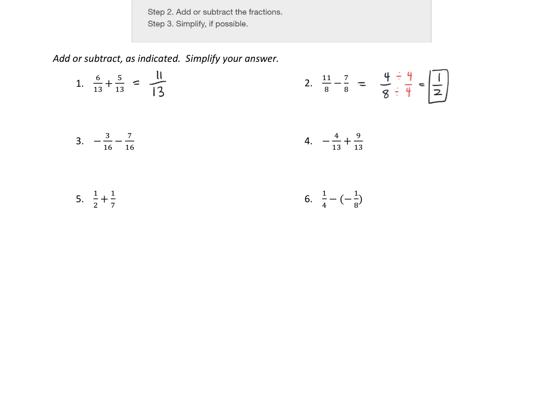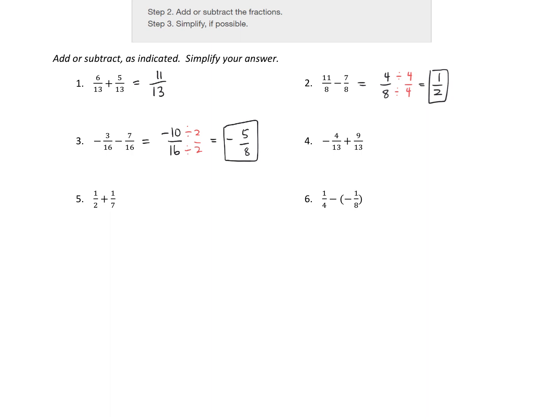Number 3, the denominators are both 16. So since the denominators are the same, we can subtract. This one really, since they're both negative, we're really adding the numbers and keeping the sign. So we have a -3 and a -7. So that would be a -10 over 16. This can be reduced. It looks like 2 is the common factor. So we'll have a -5 over 8.